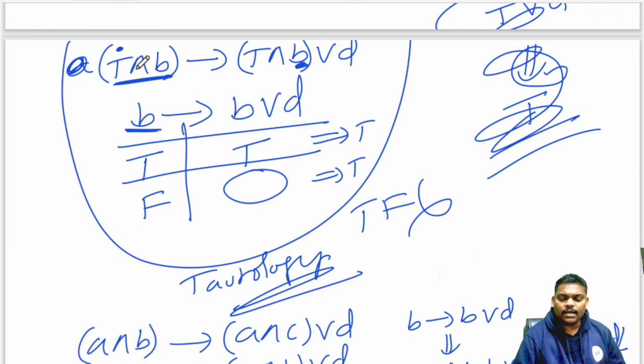Remember, brackets are there. T and B becomes left side B. T and B becomes right side B. So it will go to B and B. Right? So it is a tautology, confirmed.